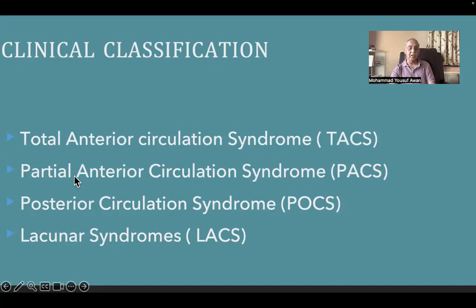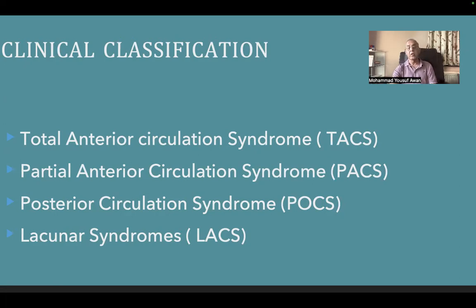When only one of these arteries is involved, either the anterior cerebral artery or the middle cerebral artery, then it's called partial anterior circulation syndrome. The posterior circulation syndrome is with the vertebrobasilar system, and the lacunar syndrome is one in which one of the branches of the arteries is involved, not the entire artery. Just a small branch of any of the major arteries is involved, and that will result in the lacunar syndrome.